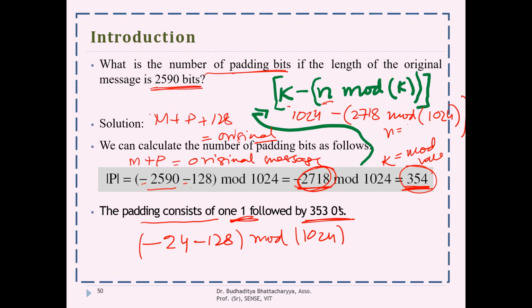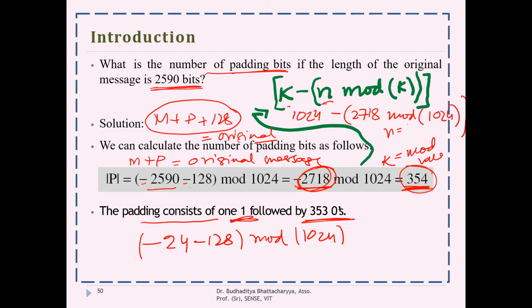Observe over here. What we are maintaining here is my original message. In our previous example, we had 24 bits. Then we add padding of a certain length, and we add a mandatory 128 bits representing the length of the original message. So this 128-bit field follows the original message of 104 bits.